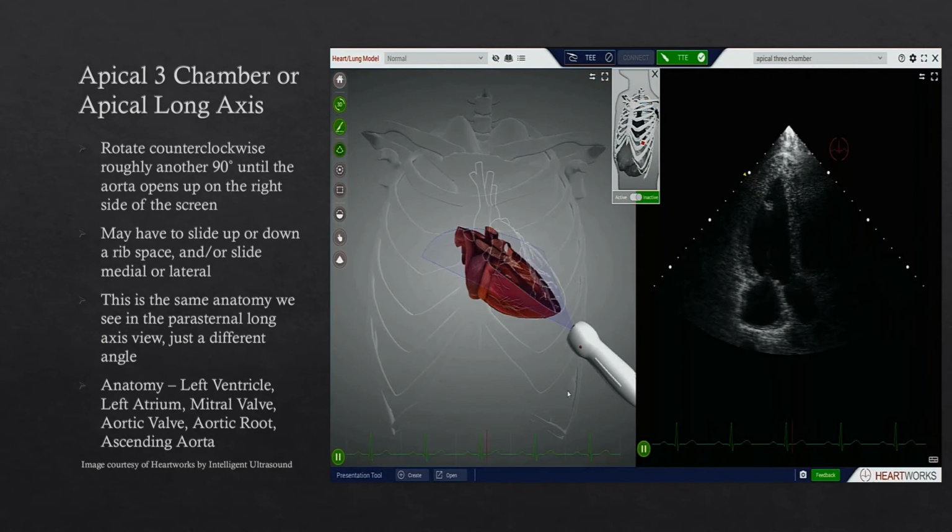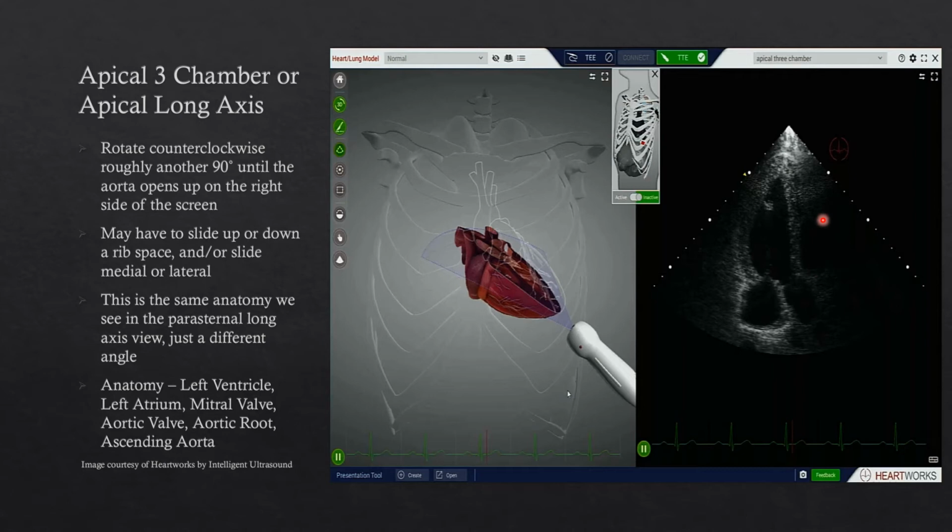Okay, our last view for our apical windows is going to be our three-chamber view. So with this, again, you're going to take your transducer and rotate another roughly 90 degrees or so. Essentially you're rotating enough to where you start seeing that aorta come into the screen on the right side. So here's your aortic valve. This is the aorta coming down this way right here. That's what you want to see.